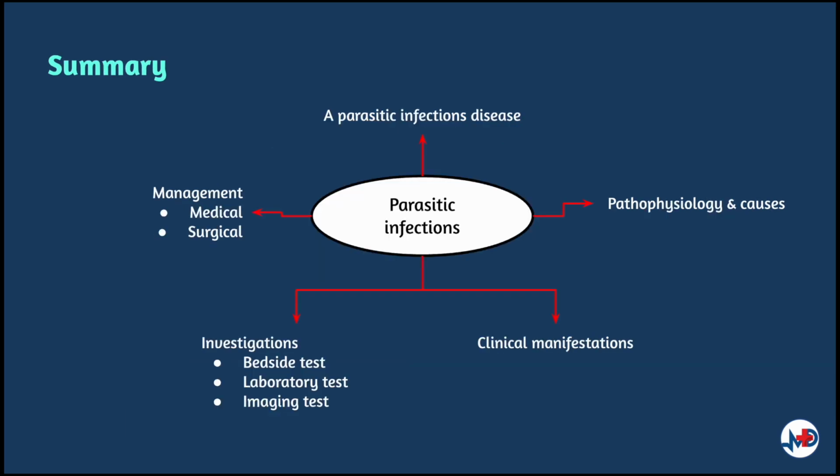So to summarize parasitic infections, we understand that these infections are caused by protozoal or helminthic infections in the gastrointestinal tract. We have understood the pathophysiology and causes, the common clinical manifestations seen in parasitic infections, what are the bedside tests that can be carried out, and lab tests which are useful in not only identifying the pathogen but also assessing the severity of dehydration, and finally, management, which can be divided into medical approach and surgical approach if there's complications caused by these parasitic infections.